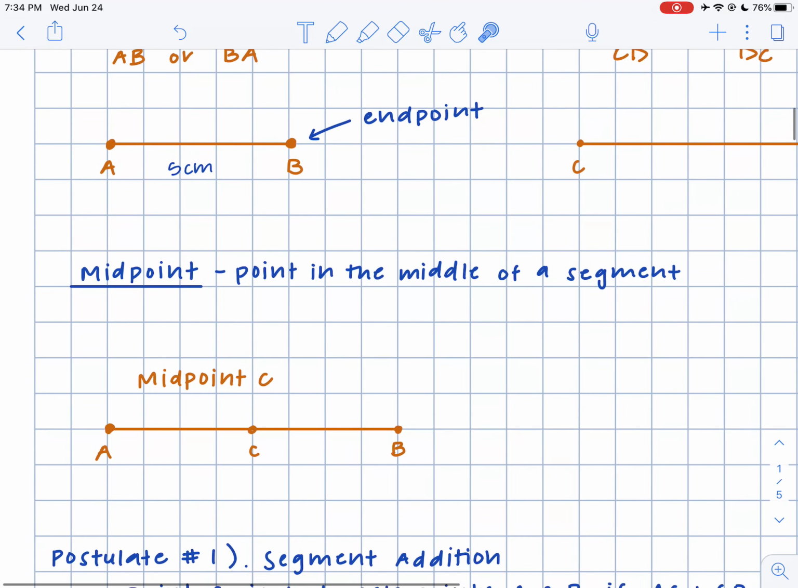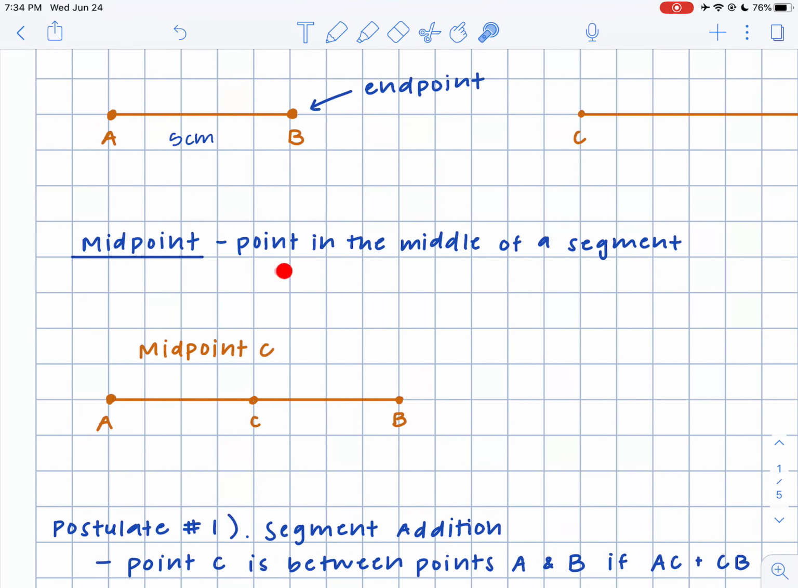You'll see. So next is a midpoint. This is a point in the middle of a segment, okay? So this is called midpoint C. And you can think of this as midpoint, mid, middle. And you think of the middle, it's just perfectly in the middle, it's symmetric, or it should be.